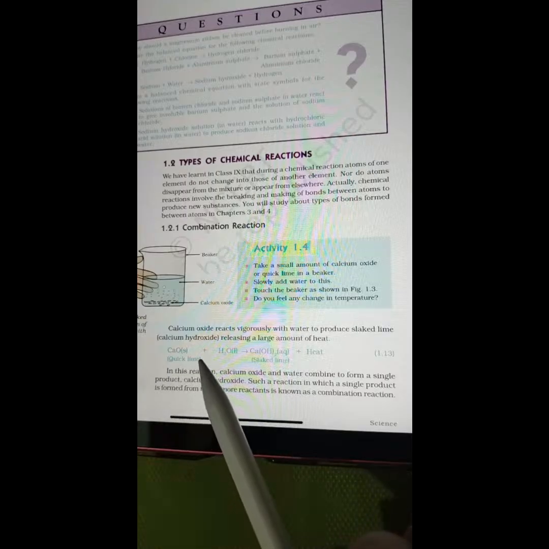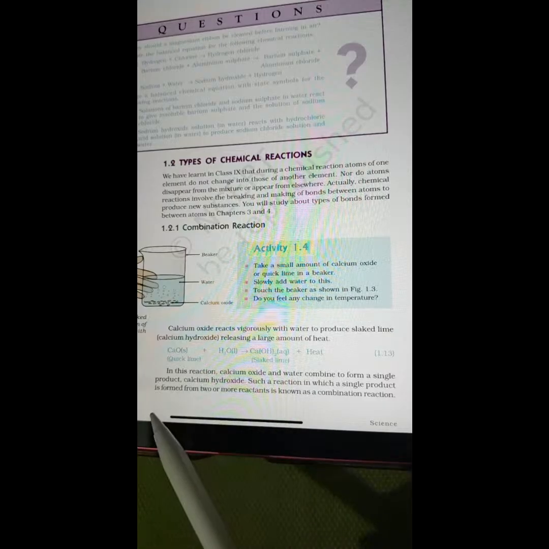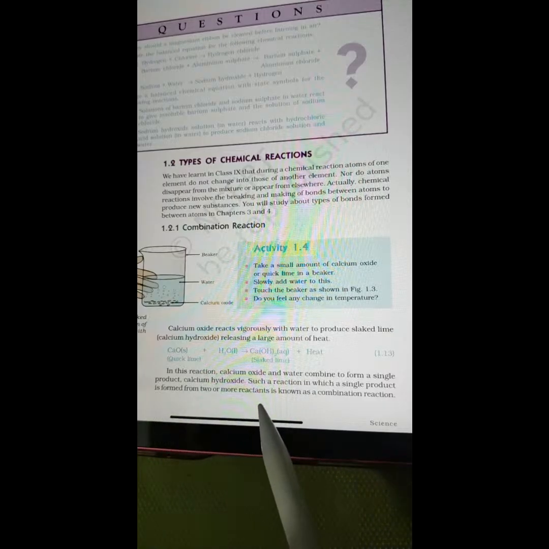So the equation is CaO(s), where s means solid. This is known as quicklime. This will be reacting with water in the liquid state. It will give slaked lime, that is written as Ca(OH)2 in aqueous form, plus heat. In this reaction, calcium oxide and water combine to form a single product, calcium hydroxide. Such a reaction in which a single product is formed from two or more reactants is known as a combination reaction. Let's flip to the next page.